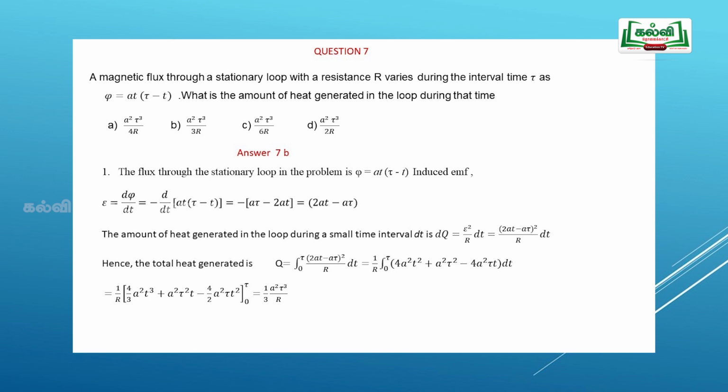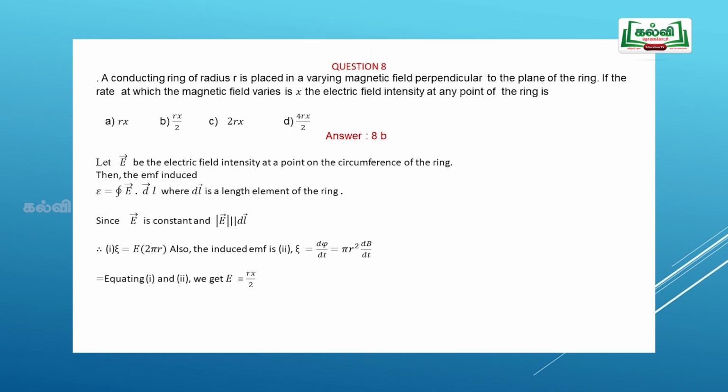Then dt. Here tau is a constant, 4a square, t square is integrated as t cube by 3. This is integrated, a square tau square is a constant, dt is integrated as t, and substituting the limits. The final thing is 4a square tau is a constant, t is integrated as t square by 2. Substituting for the limits and grouping all these terms, you get 1 by 3 a square tau cube. A little mathematical skill is needed for this, but the physics part of it is so simple. Just finding out d phi by dt for a small time interval t.